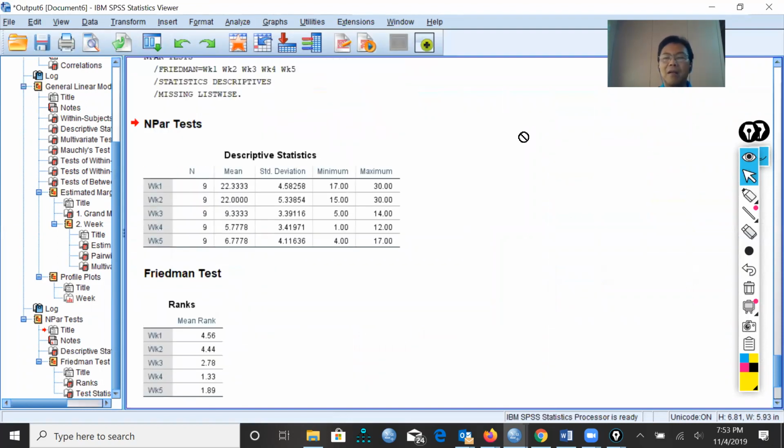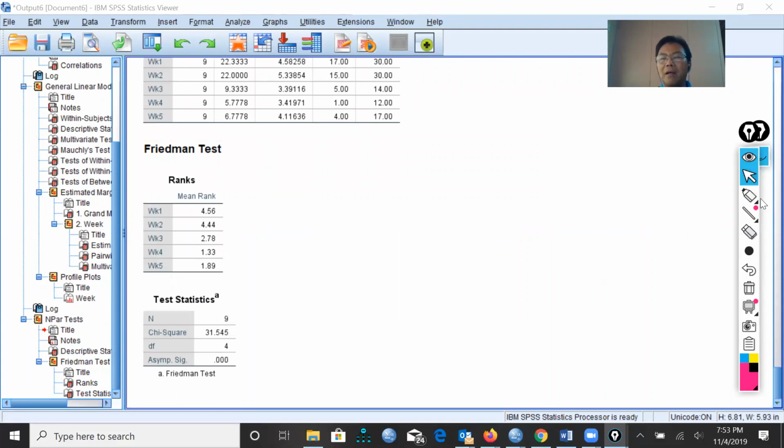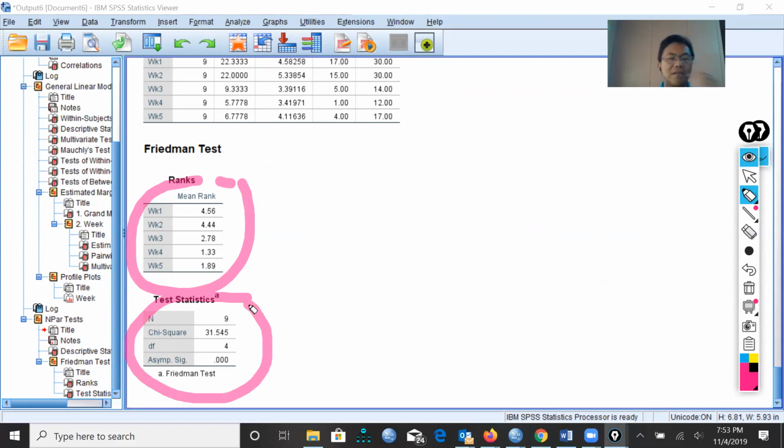Again, we have the means and standard deviations, much like we saw earlier. So no difference there, so we can bypass that. And then what we really want to look at is the rank. Here is the mean rank. And then here is the chi-square statistic.